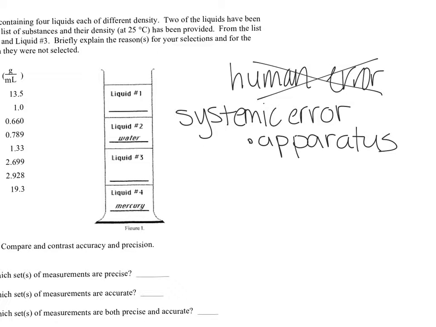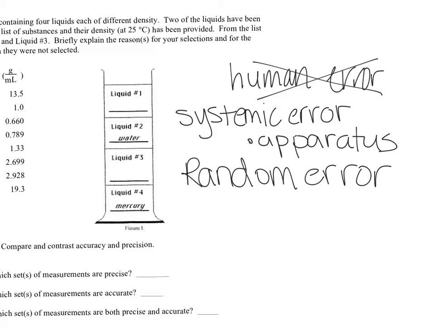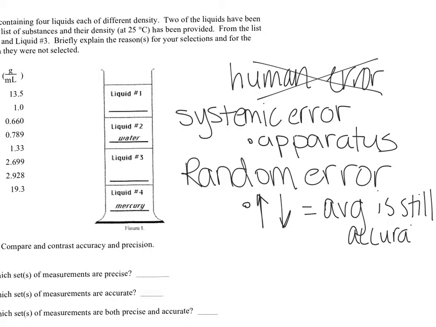So you have that, or you have random error. Now, random error is more when you have your different data. Some of it's up, some of it's down. But altogether, you can still get an average that's accurate. Okay? So the way to fix random error is you take more data.